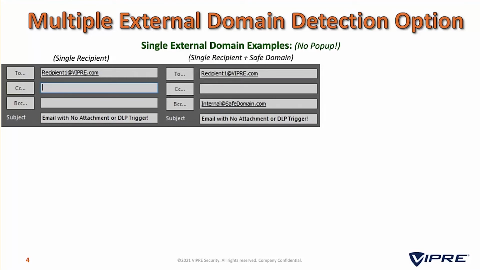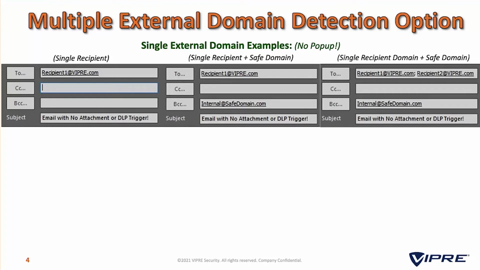Or we can have a single recipient plus a safe domain. You can have whatever safe domains you like, just whatever the actual customer's sending domain is. All those internal messages don't count towards popping up the product. So A, no internal messages get the pop-up in the first place. And B, you can have this configuration here, or even multiple external recipients, all from the same domain and any number of safe domain users, again, with no attachments or DLP triggering.